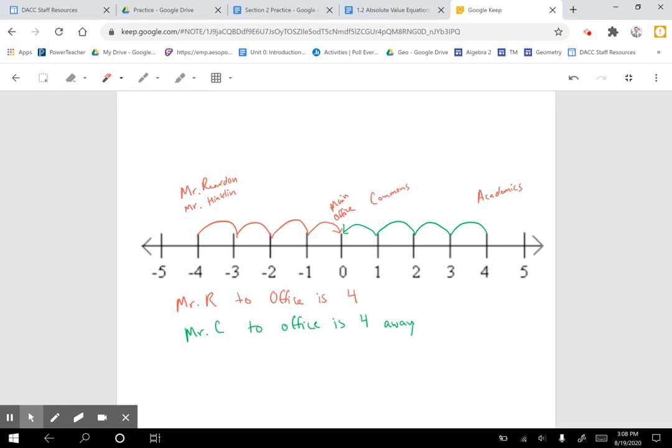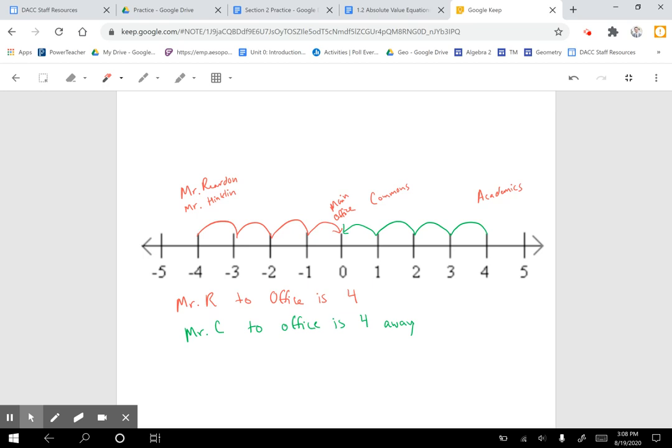So we're thinking about this in terms of distance. So we're not really thinking about signs right now. We're literally just thinking about what is my distance to the main office? What is my distance to 0? The skill that we're going to be covering today is called absolute value. And absolute value is kind of the same idea. Absolute value does not care about your sign. It just cares about your distance to 0. So that's going to kind of ground how we're thinking today.